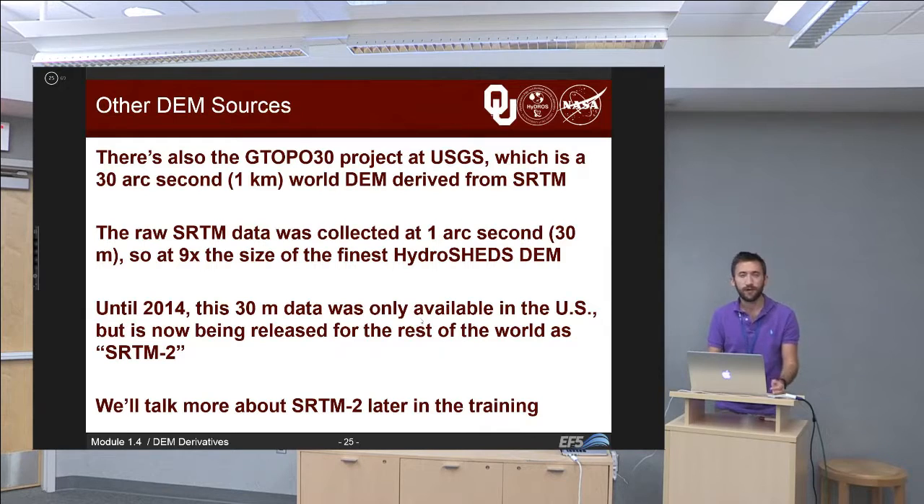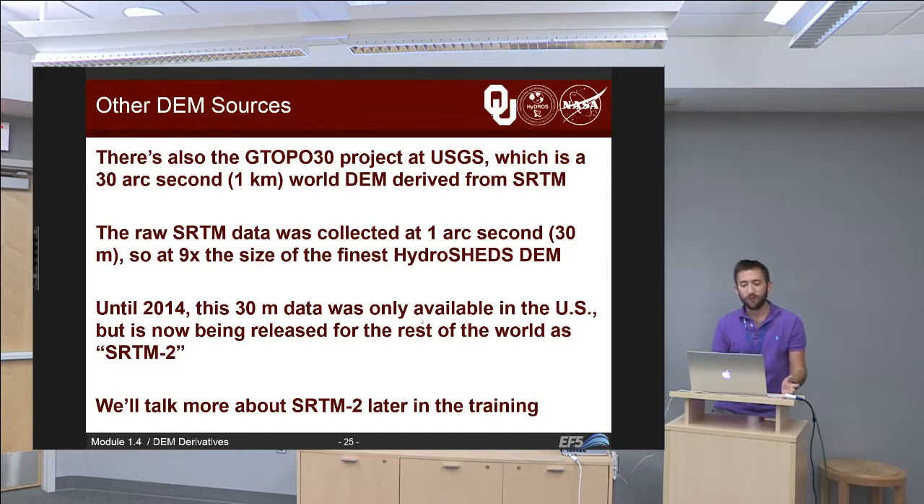There's some other sources available too. The GTOPO 30 project at USGS, the United States Geological Survey. That's a 30 arcsecond or 1 kilometer world DEM. It's also derived from SRTM. So again, we're starting with the same base data set, the same SRTM information. It was just processed slightly differently, and that's the difference between GTOPO 30 and the HydroSheds data set.